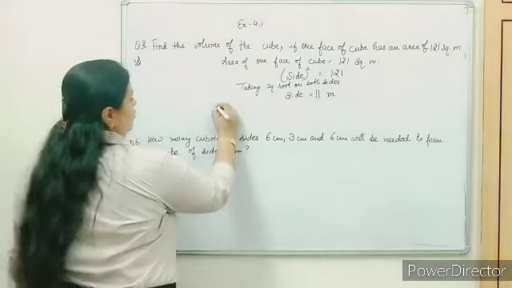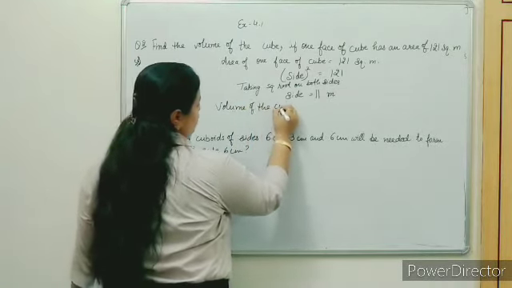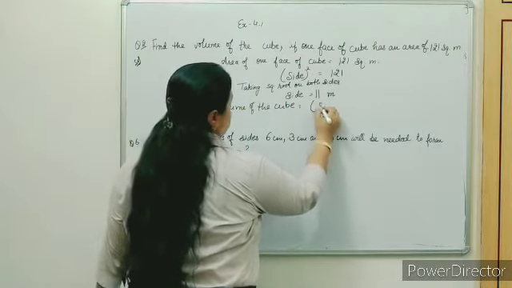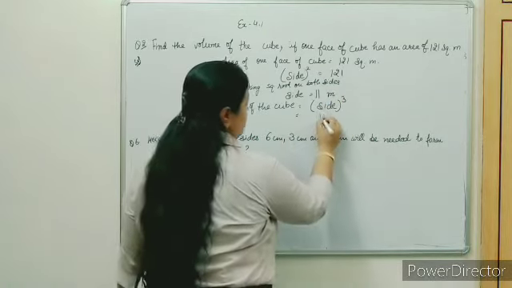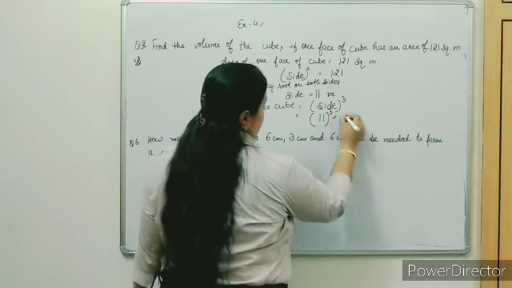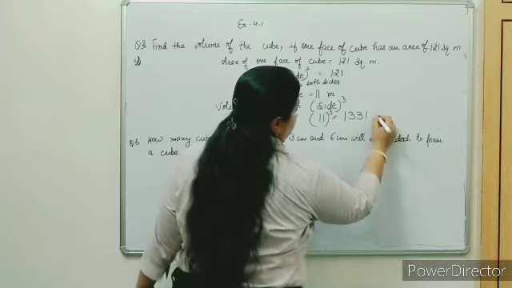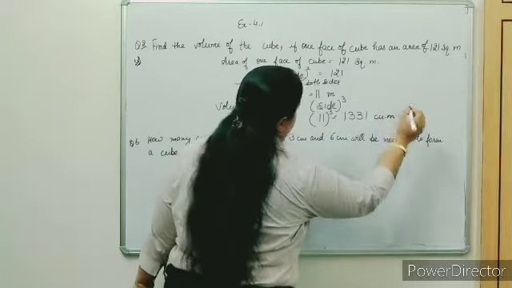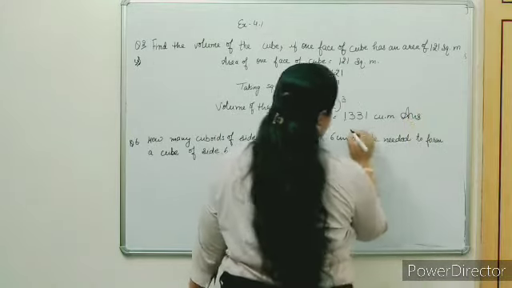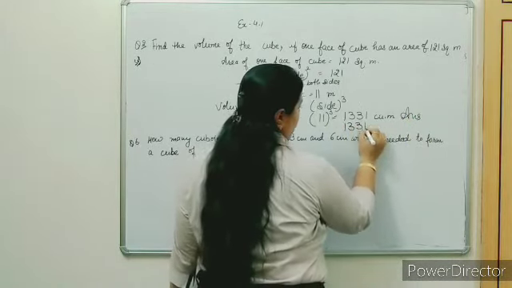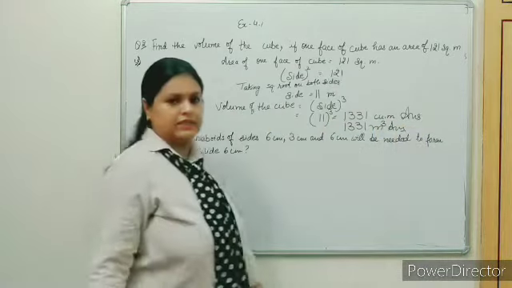We have to calculate the volume of the cube. What is the formula for the volume of the cube? It is side cube. And side is 11. So cube of 11 is 1331 cubic meter. Clear? And this is the answer. आप इसको ऐसे भी लिख सकते हो 1331 मीटर क्यूब. किसी भी फॉर्म में आप आंसर दे सकते हो.